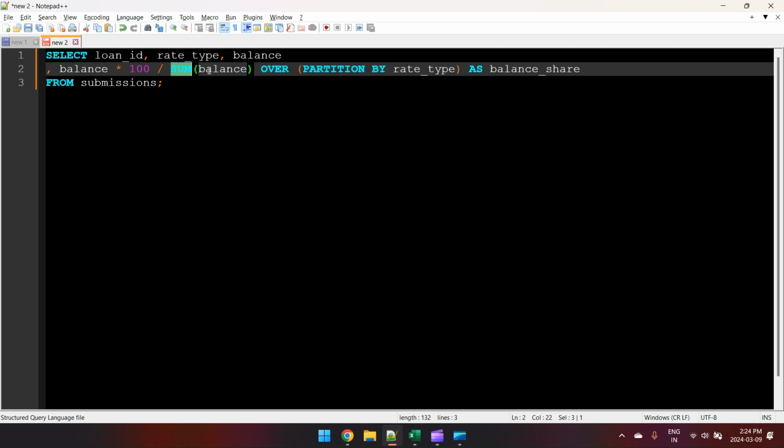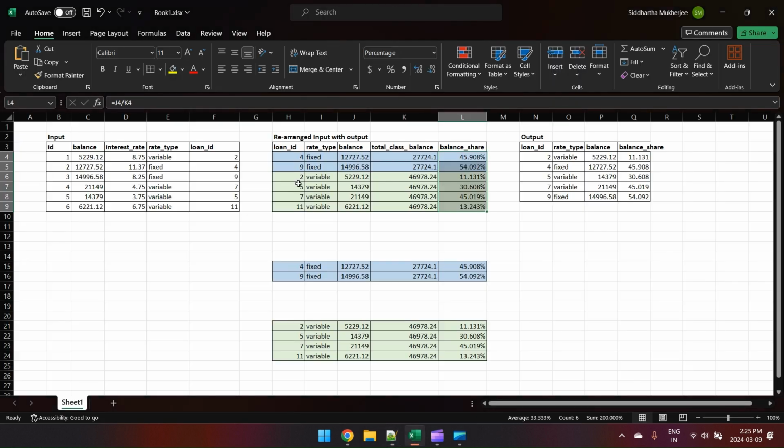So it is summing over the balance, but not for all the rows. It is summing over the balance only for those rows which have a rate type which is the same as the rate type of the current row. So the sum function here is a window function and it is acting over not the entire table but individual partitions of that table, and that partition is determined by the rate type column. Let us go back to Excel.